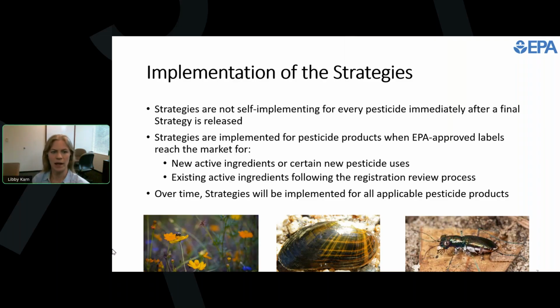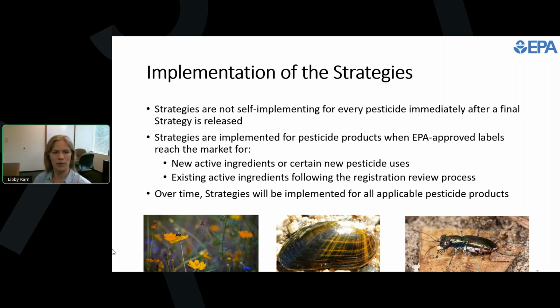EPA's new strategies are not self-implementing and are not implemented immediately for all pesticides after a strategy is released. Rather, implementation of the strategies will be a gradual process, with strategies applied to pesticide products when new active ingredients or certain new uses of existing products are registered, or when an existing active ingredient goes through the registration review process. Over time, the strategies are expected to be considered on a rolling basis for all applicable pesticide products.